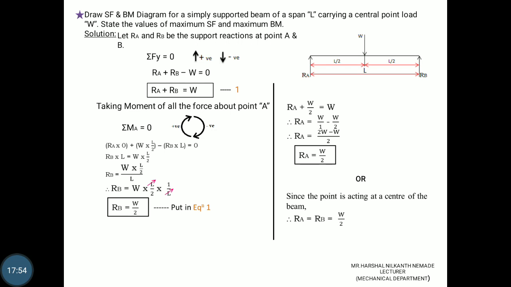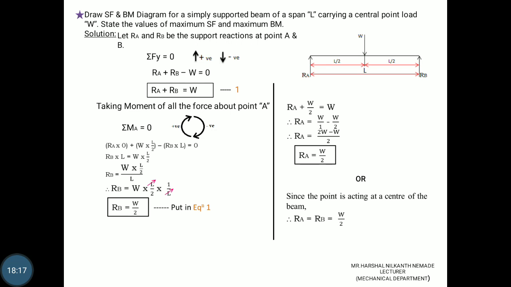Let RA and RB be the support reactions at points A and B. Summation of Fy is equal to 0. Upward force positive, downward force negative. RA plus RB minus W is equal to 0, so RA plus RB is equal to W. Okay, it will be equation 1.